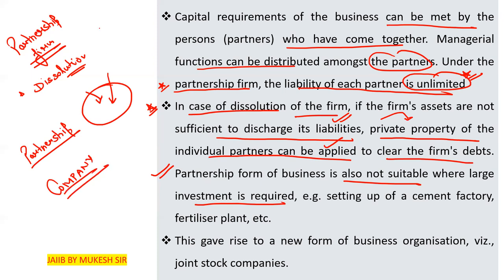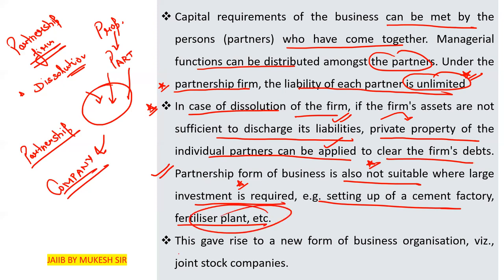So the journey starts from the proprietorship, we will move towards the partnership, and we will move towards the company, clear? The partnership form of business is also not suitable where large investment is required, for example, setting up of a cement factory or a fertilizer plant, etc.